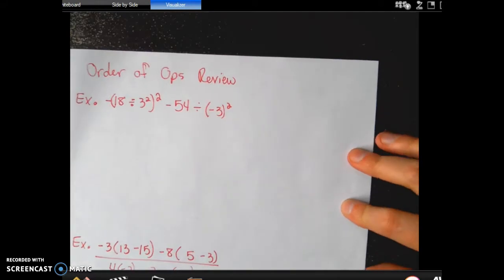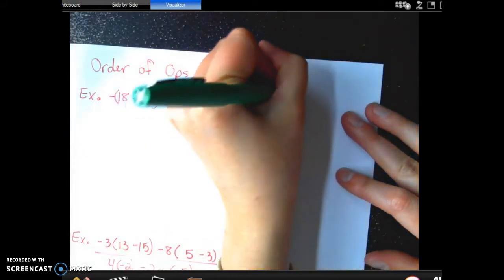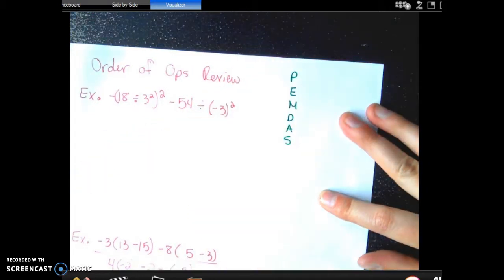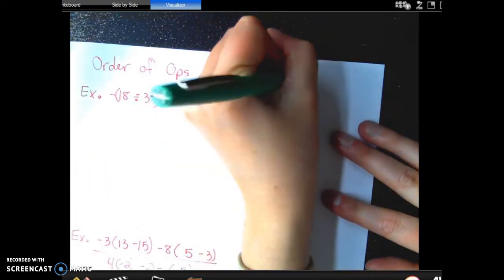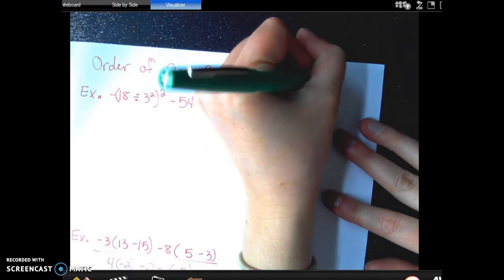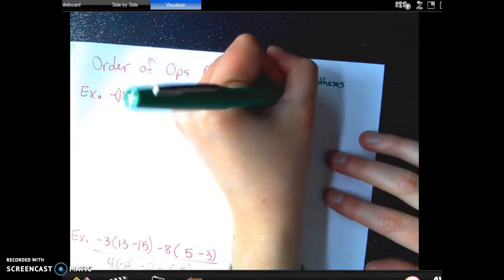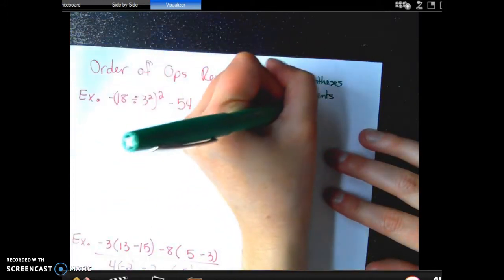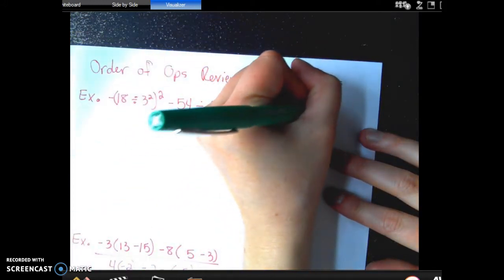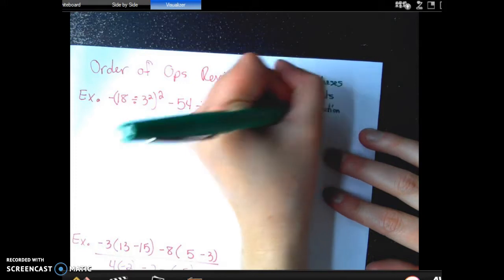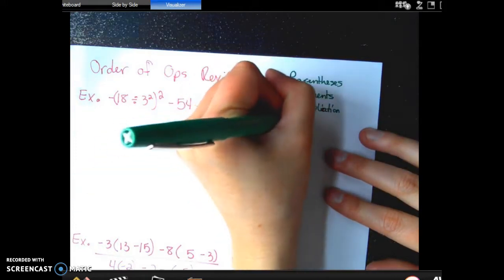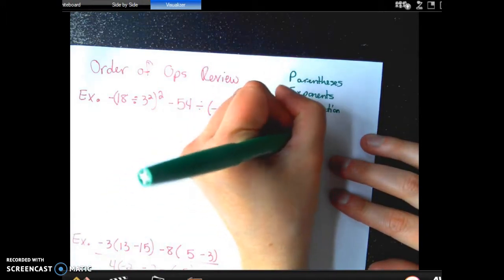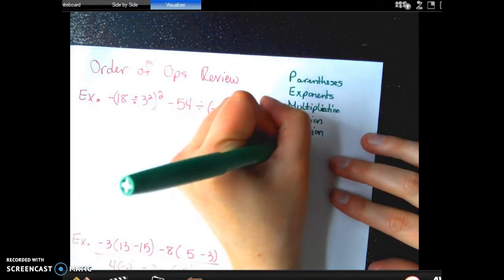So order of operations, you may have heard it several different ways. The way that we have always talked about it is PEMDAS, okay? And P stands for parentheses, E is exponents, M is multiplication, D is division, A is addition, and S is subtraction. Okay?